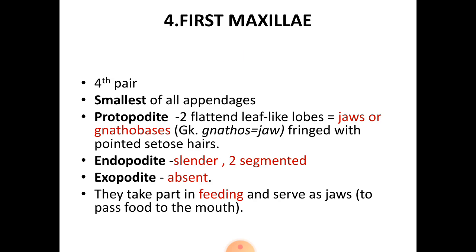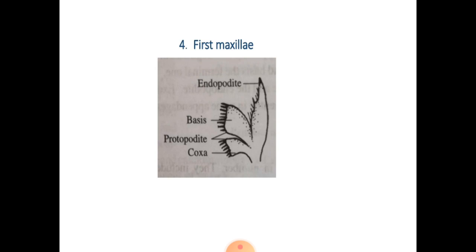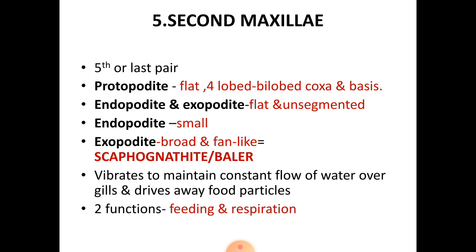two-segmented palp. The fourth pair of appendages is known as the first maxilla. It is the smallest of all appendages. The protopodite consists of two flattened leaf-like lobes called jaws or gnathobases. The endopodite is slender and two-segmented, and the exopodite is absent. They take part in feeding and serve as jaws to pass food to the mouth. This is the first maxilla, the smallest of all the appendages, with a two-segmented endopodite, and the exopodite is absent.